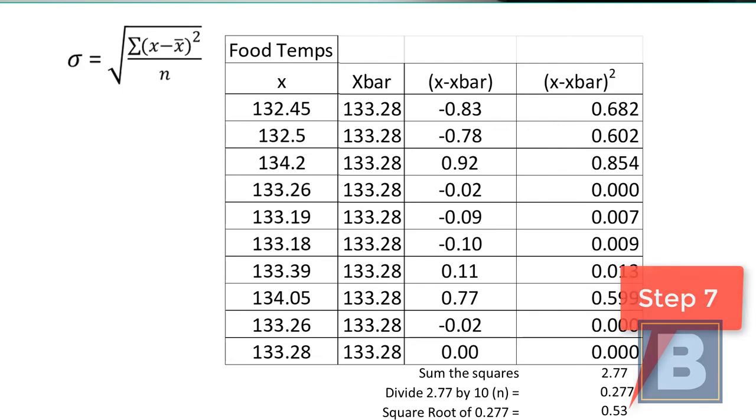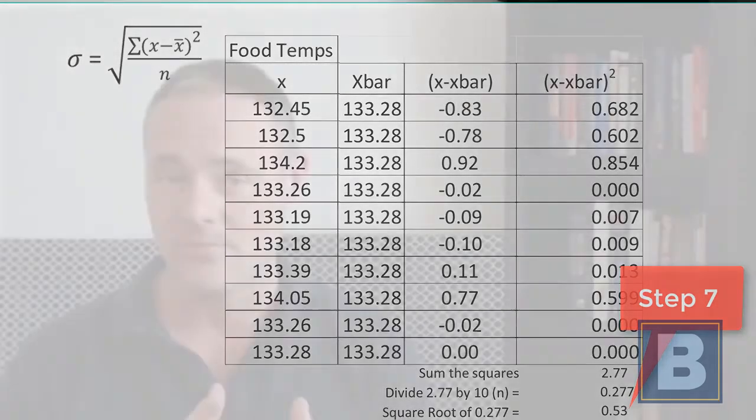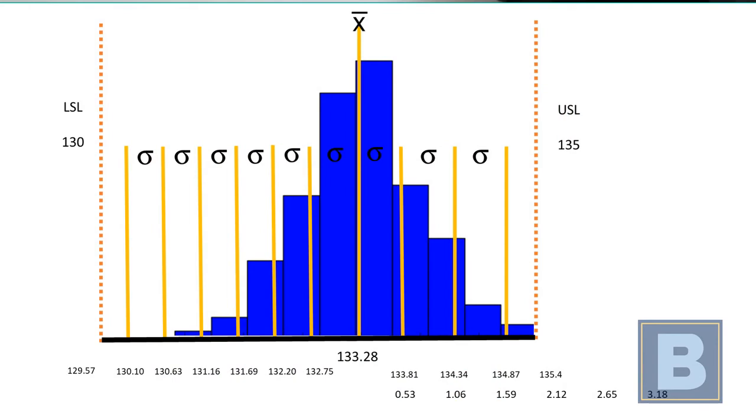This number tells us that our data, hot food temperatures for our example, has an average deviation distance of 0.53 degrees from the mean. Look at this on the histogram. Here I've gone ahead and put the standard deviations on the histogram. We've discovered our standard deviation to be 0.53. Now if we add 0.53 to the average of 133.28, we get a sum of 133.81. 133.81 is one standard deviation from the average.